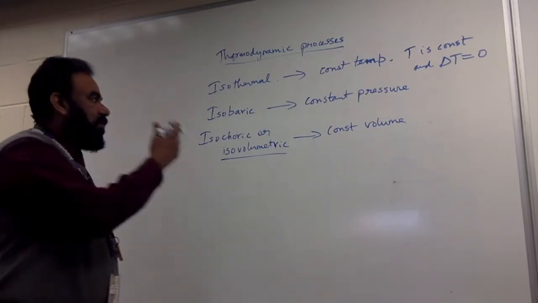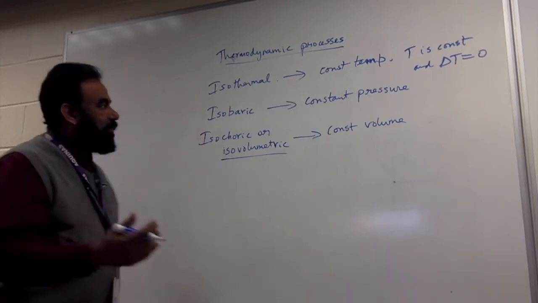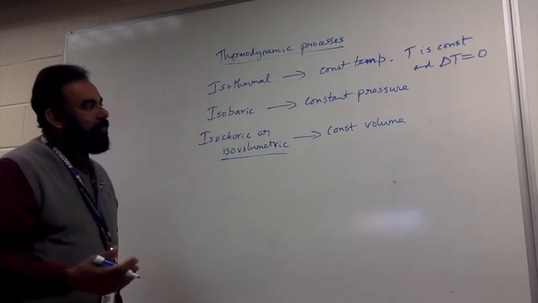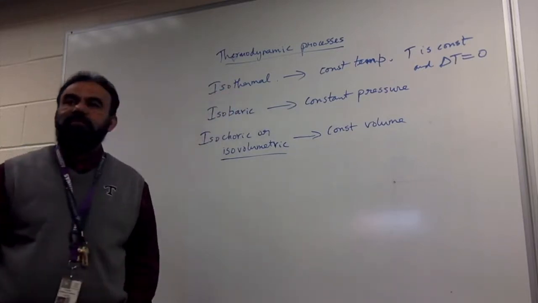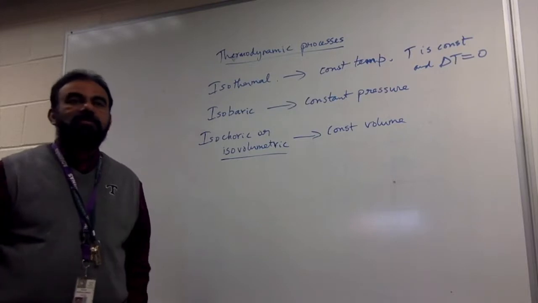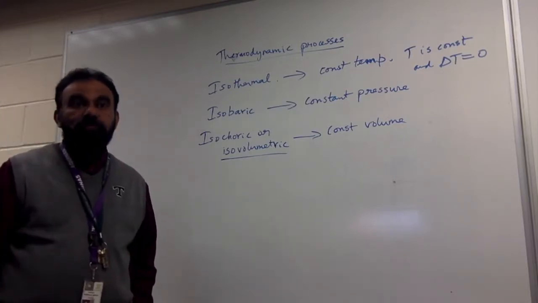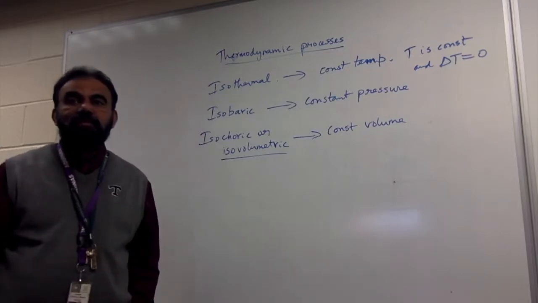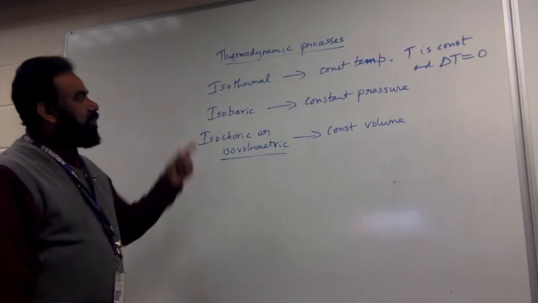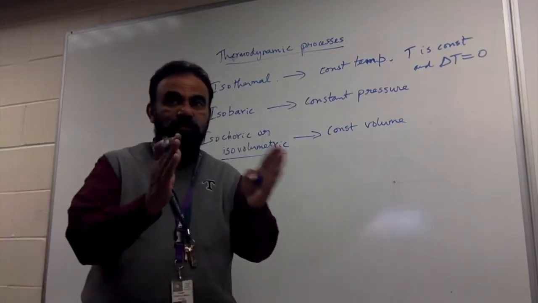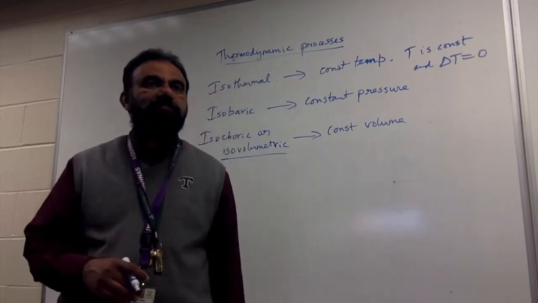And now we have to incorporate these things into the first law of thermodynamics properly. So if there is a process that is isothermal in nature, what do you know about U? U is constant, so delta U will be 0. You understand that? So an isothermal process will have delta U 0. That means it's not getting hotter at all, constant temperature.